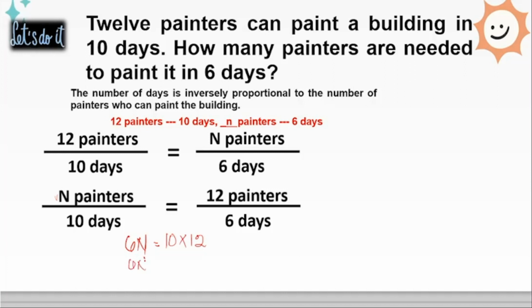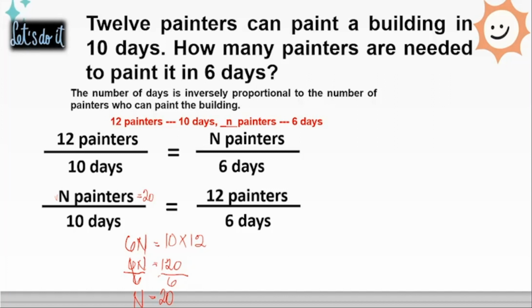So 6n, 10 times 12 is 120. Then divide both sides of the equation by 6, the partner of n. So cancel 6, and what remains is n. Then 120 divided by 6 is 20. So therefore, the number of painters we need is 20, that is n. Okay? So that is how the setup goes.